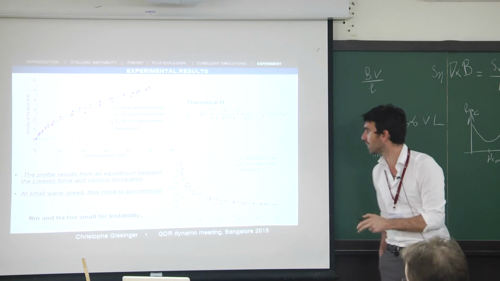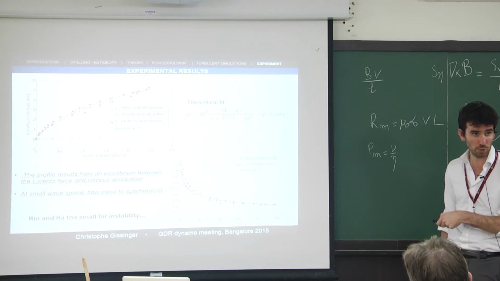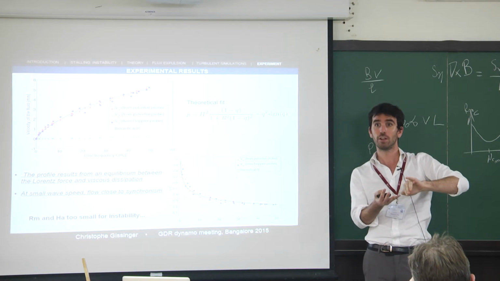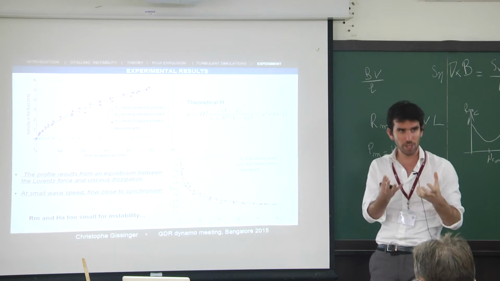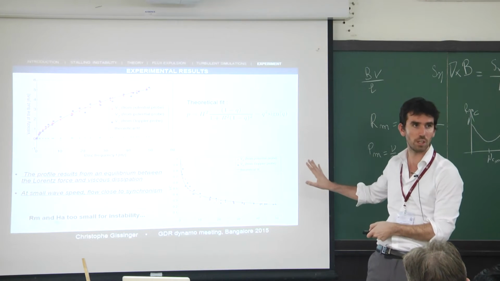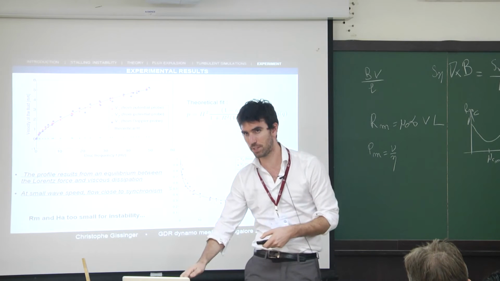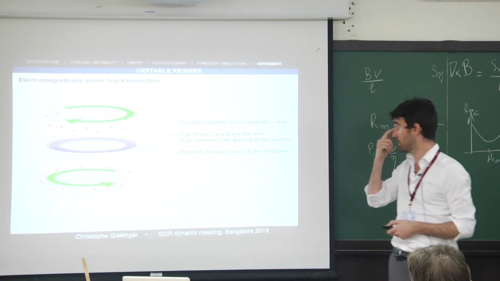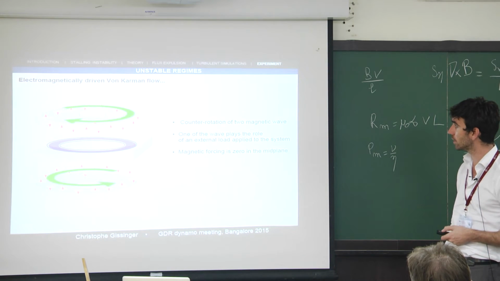On the other hand, I have to say the transition is smooth. So we are still very far from the very sharp bifurcation that we are expecting, which is really related to the flux expulsion. Clearly the numbers here are still too small to observe this instability. But still, there are some interesting results with these small-scale experiments.